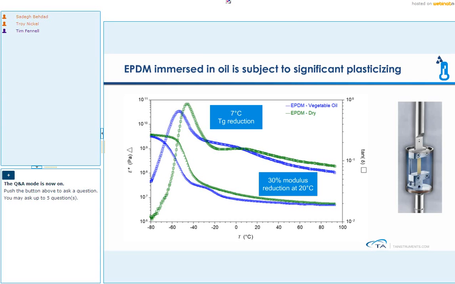In this case, we tried a vegetable oil, and you can see that after the sample was soaked in oil, the Tg was reduced by 7 degrees, and you had a 30% drop in modulus at room temperature. The reason for that is that the oil molecules are diffusing into your polymer, and they're acting as a plasticizer. So that increases chain mobility, and that's why your Tg shifts to lower temperatures and your modulus drops.